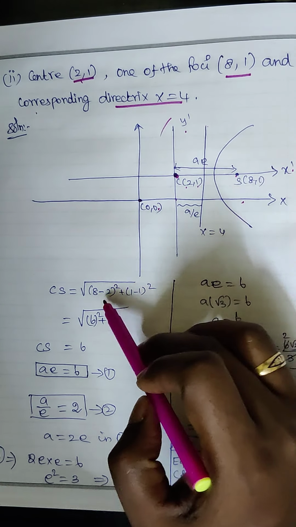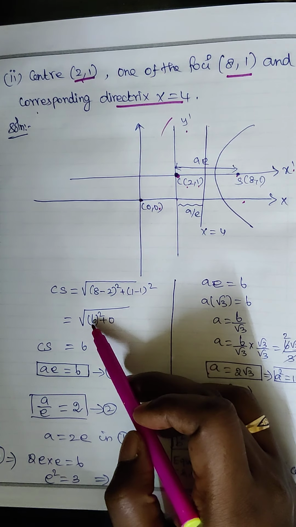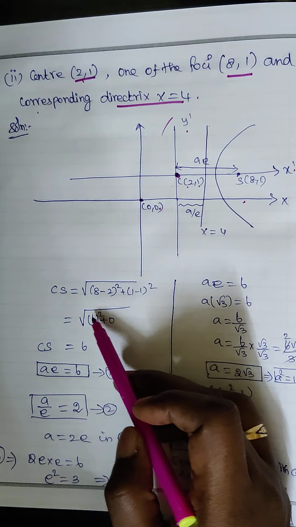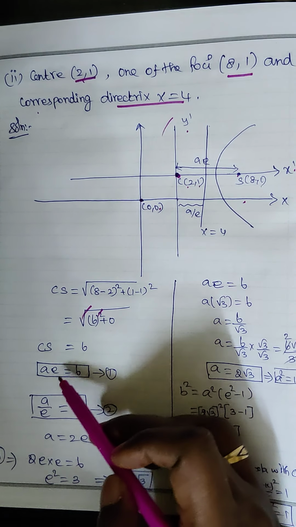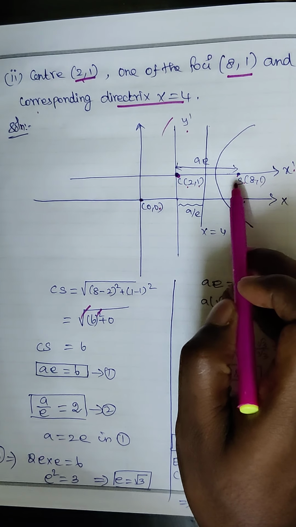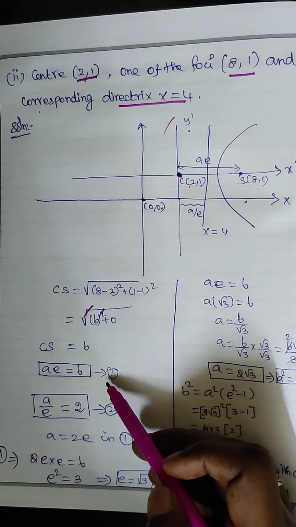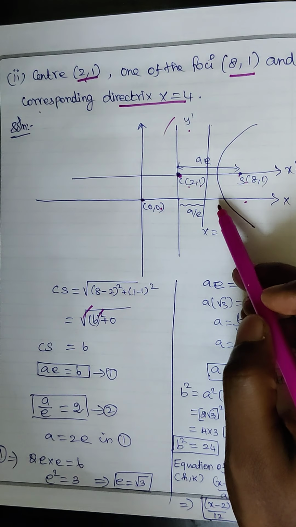So 8 minus 2 the whole square, plus 1 minus 1 the whole square, so square root of 6 square. The square and square root get cancelled. So CS is equal to 6. CS means AE, so AE is equal to 6. Next, A by E means the directrix.